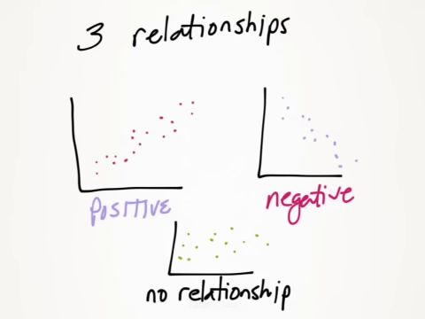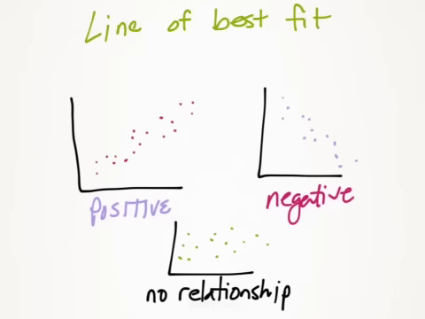Now, don't get this one confused with line graphs. You're not connecting the dots here. The dots are independent of any lines, so you just leave the dots the way they are. However, one thing you can do, and one thing you should do, is create a line of best fit.